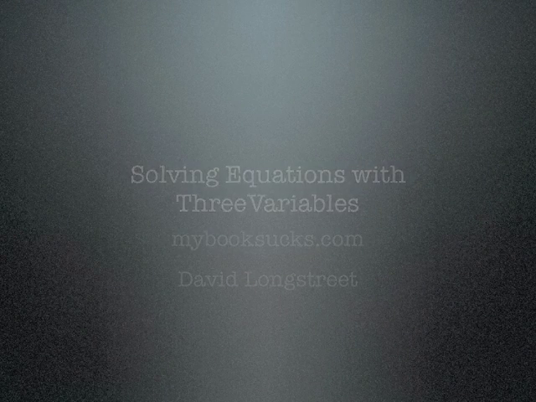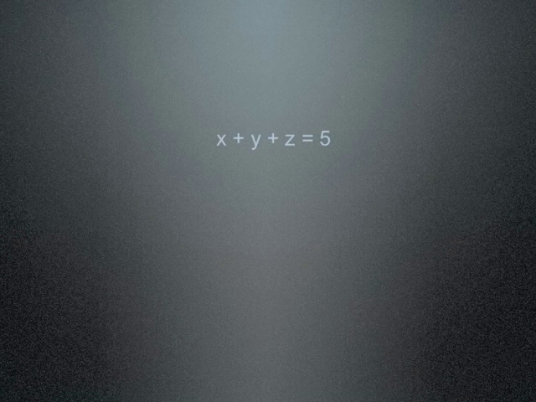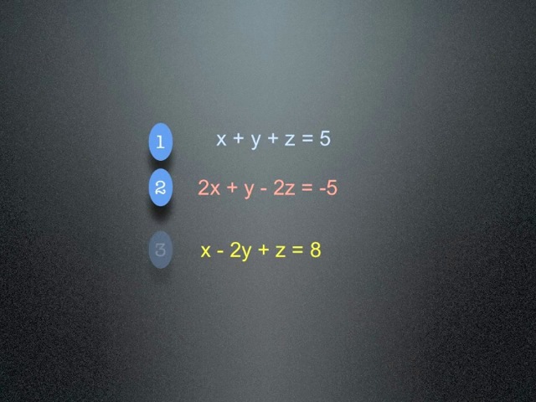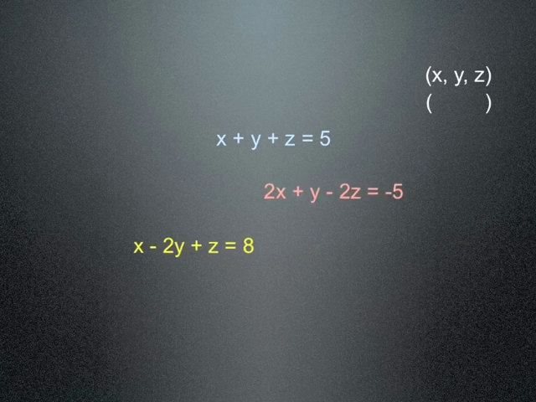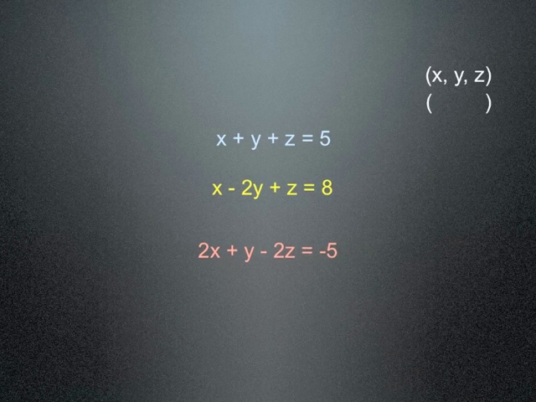In this video, I'm going to discuss solving three equations with three variables. Here we have three equations, 1, 2, and 3. And we have three variables, x, y, and z. Three unknowns, three equations. I'm going to reorganize these equations and focus on the blue and yellow ones.